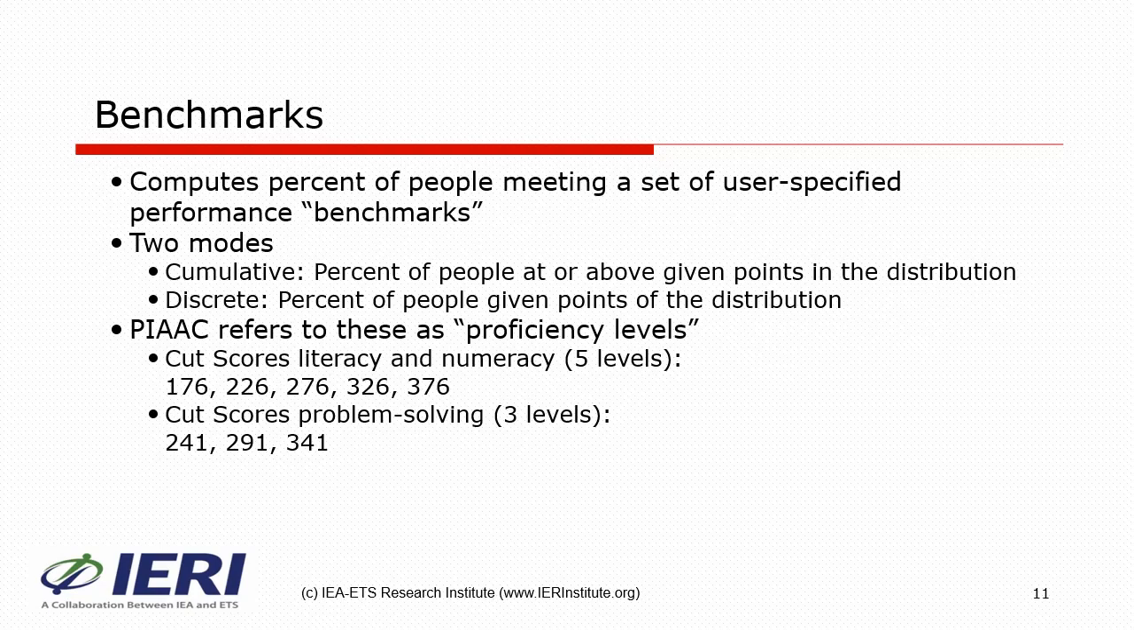PIAAC refers to these benchmarks as proficiency levels, and there are 5 levels: 176, 226, 276, 326, and 376 for the literacy and numeracy scales, and there are 3 levels for the problem-solving scale, those being 241, 291, and 341.